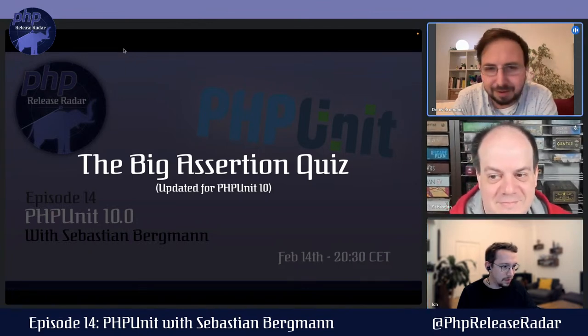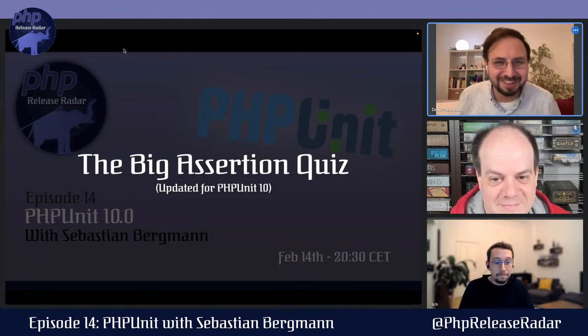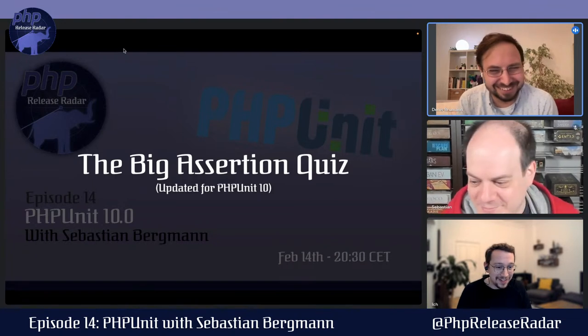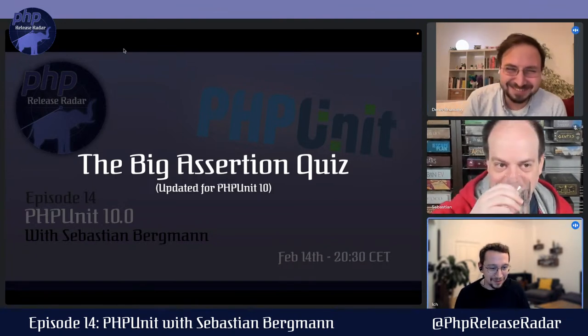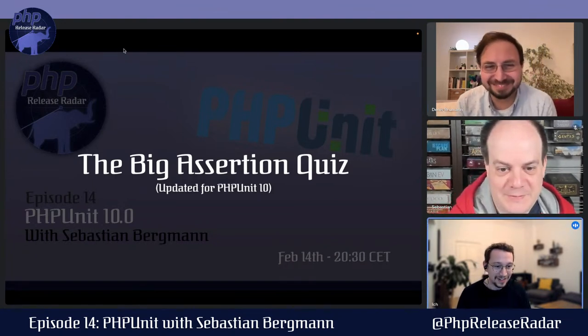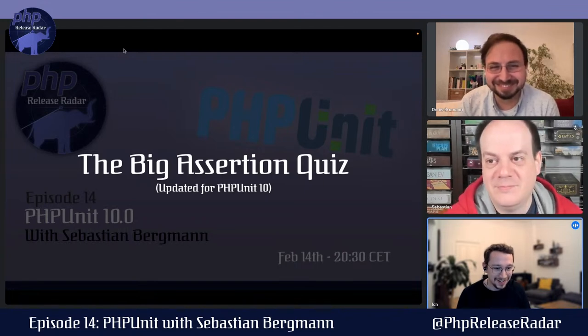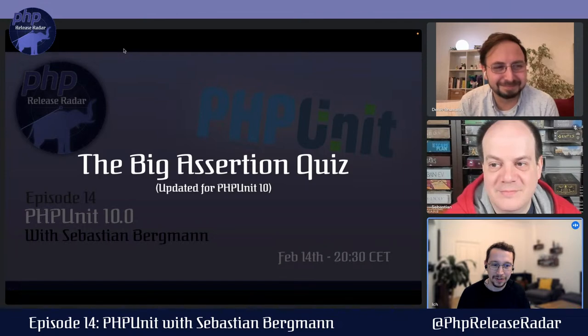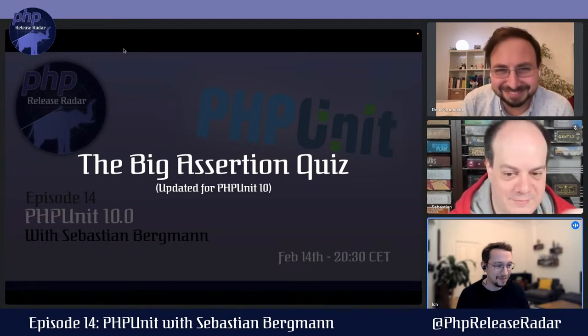And then let's start right away with the big assertion quiz. I'm scared. No, don't be scared. You said there are a lot of lines of code that you wrote, and actually there is a base class of the test case called assert, and it has, I think, 124 public static functions starting with assert, and the quiz is about a bit of that.